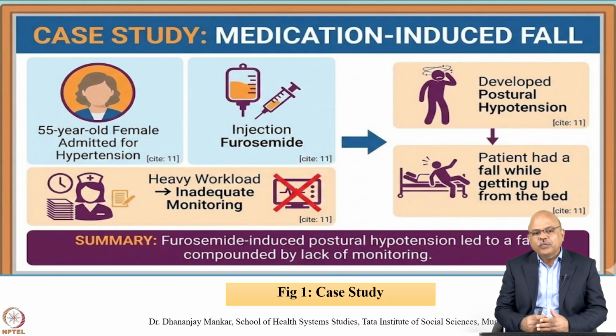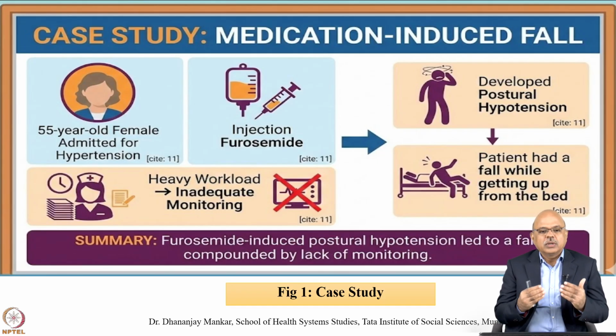A 55-year-old female who is admitted for hypertension is injected with furosemide. What happened to that patient is that she developed postural hypotension, which led to a fall while getting up from the bed. This was detected because there was a heavy workload with the healthcare workers, and inadequate monitoring was seen as one of the very important causes.